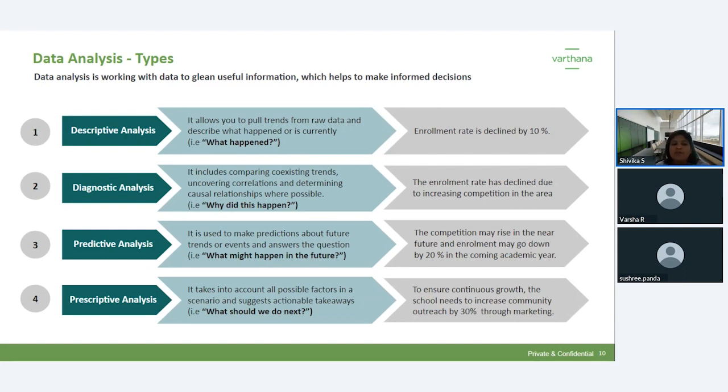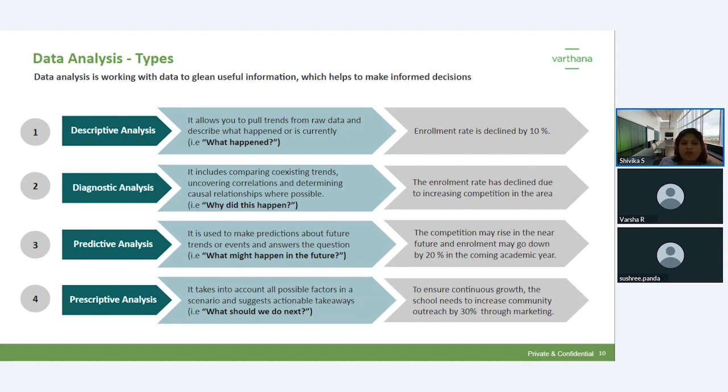Also, these analyses do not necessarily have to go one by one. Maybe you end up doing diagnostic first to understand the problem, and do predictive analysis that this may happen in future, and then go to prescriptive. Or you can do predictive analysis that this may happen in future, and prescriptive analysis on what you should do next. So there can be a mix and match of these approaches in your data analysis.